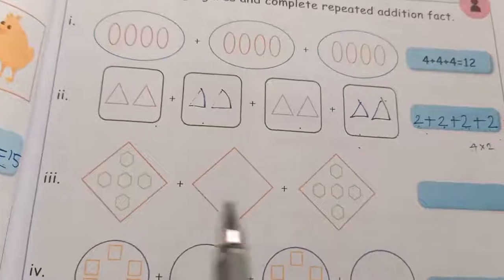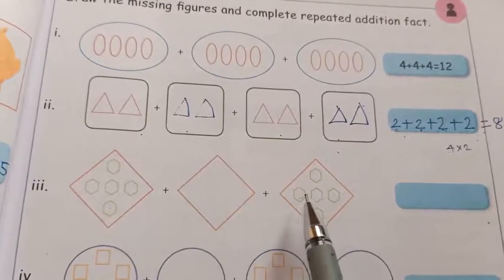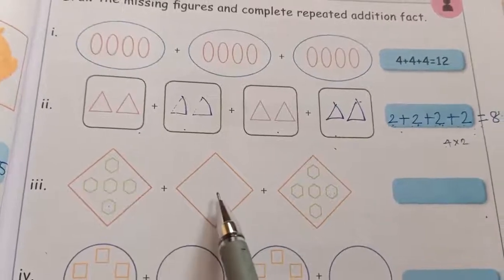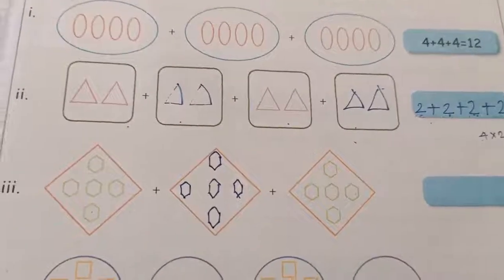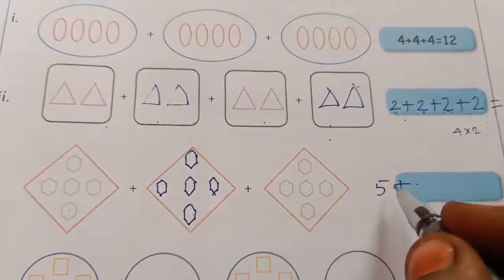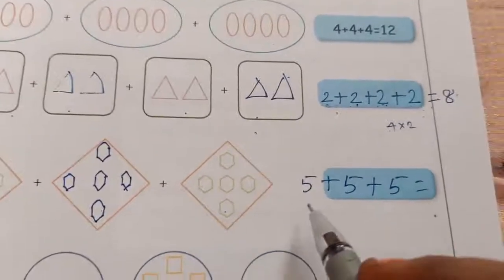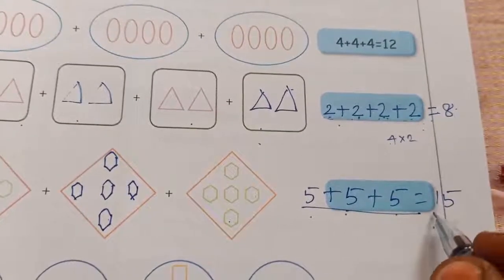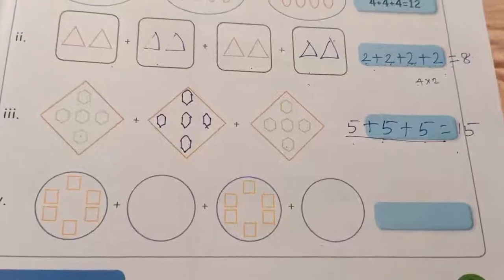Okay ma. See the third sum. First group has how many items? 1 2 3 4 5. Third group also 1 2 3 4 5. Next also we want how many figures? 5 figures. So we can draw 5 figures here. Okay, now you write the repeated addition fact. Here 5 plus this 5 plus this 5. So totally 3 fives. So 5 plus 5 is 10, 10 plus 5 is 15. We can add these 3 numbers. Adding means we will get 15. So here totally how many pictures are available? 15 pictures.